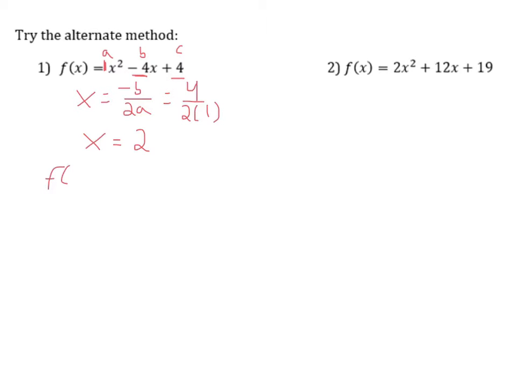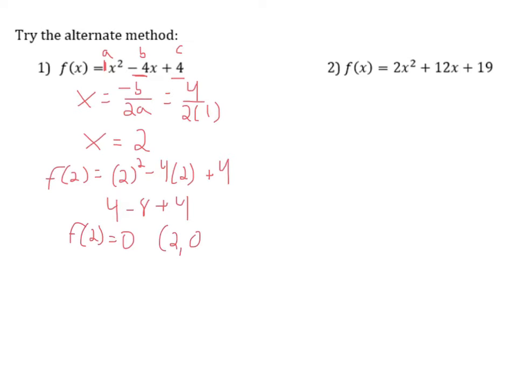So f of 2 equals 2 squared minus 4 times 2 plus 4. So here I get 4 minus 8 plus 4. 4 minus 8 plus 4, that's just going to be 0. So f of 2 equals 0, meaning my vertex is at (2, 0).